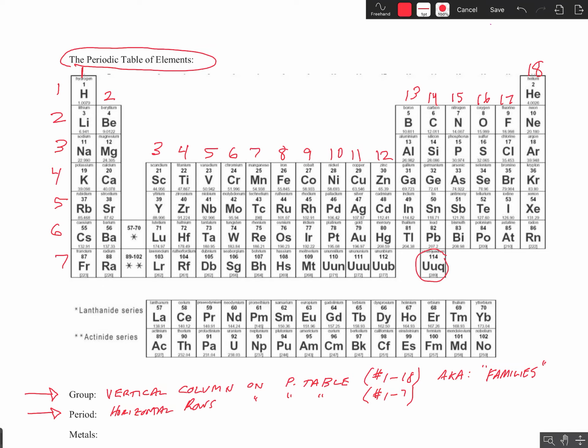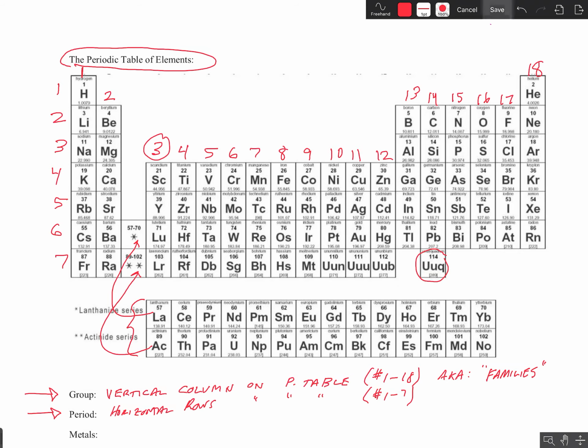Now, some of you might wonder about these 2 rows down here. They are actually part of period 6, this row belongs in this box, and period 7. And in addition to that, they belong to group 3. We'll talk about them in the next unit. Don't worry about them for right now. Just know that they are parts of periods 6 and 7 and group 3.